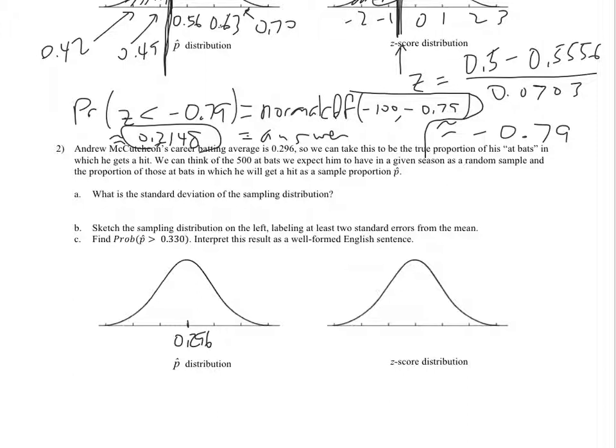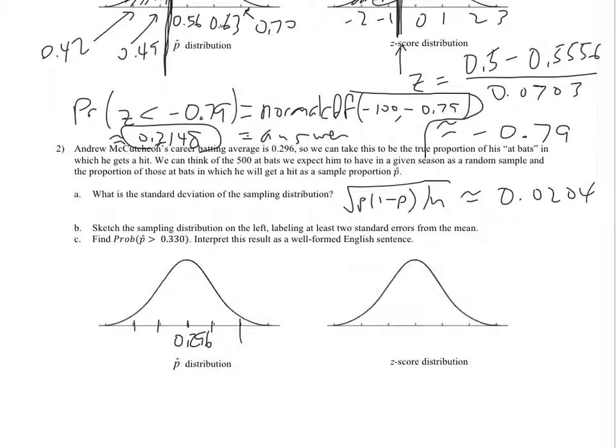So the standard deviation, again, is that same formula. It's the square root of p times 1 minus p over n. It's going to give us our standard deviation of this p hat distribution. And so in this case, when I put the numbers in, I get 0.0204. That would allow me to write down some tick marks here. So let me just put one in each direction.